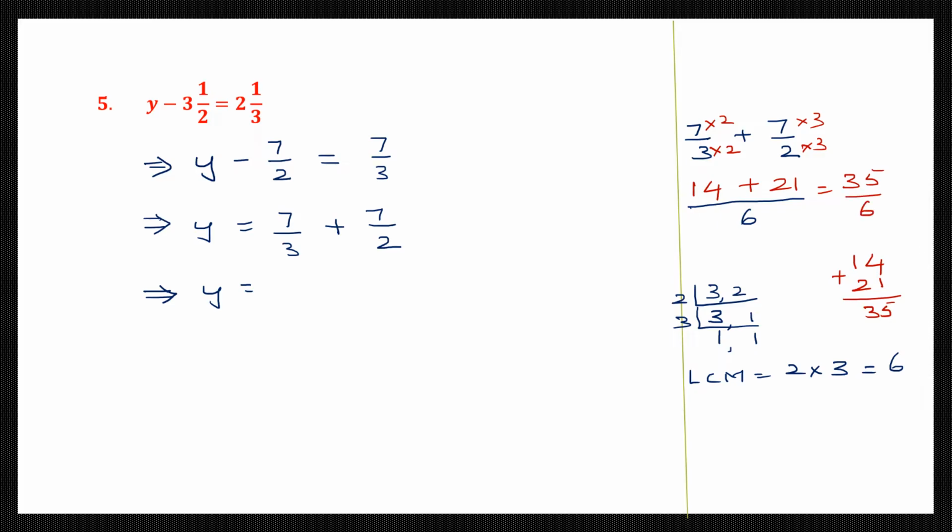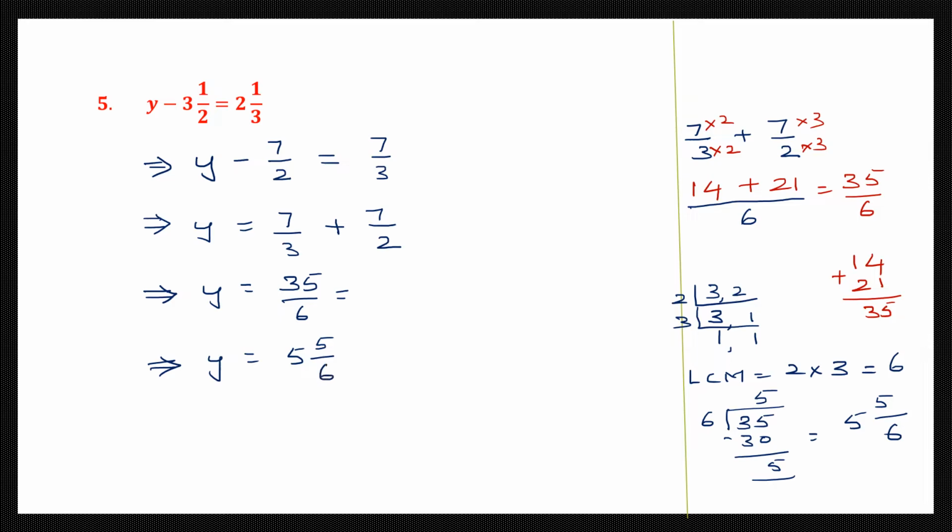So here we've got y is equal to 35 by 6, which is an improper fraction, and we'll convert this to a mixed number by dividing 35 by 6. 6 5s are 30 minus, we have 5. So what do we have here? 5 by 6. So now we have solved for y. Y is equal to 5 by 6.